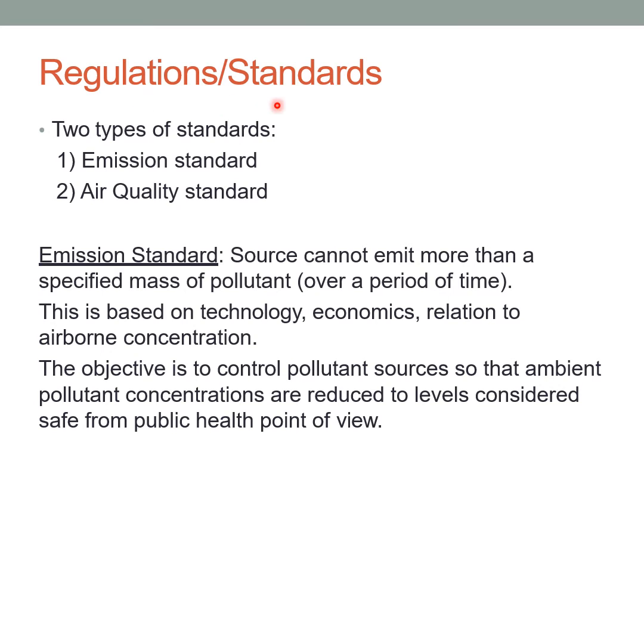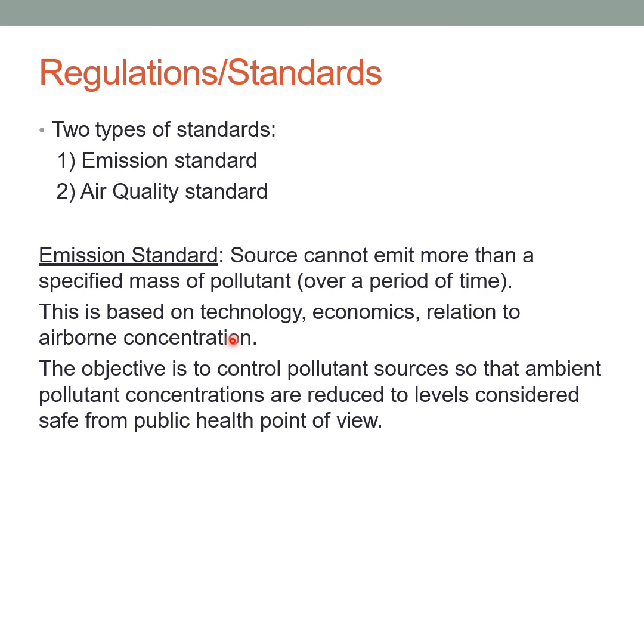Regulations or standards. There are two types of standards: emission standard and air quality standard. These standards are used to control the air quality. Emission standards: a source cannot emit more than a specified mass of pollutant over a period of time. This is based on technology, economics, and relation to airborne concentration. That means these standards will vary from country to country, depending on technology, economics, and relation to airborne concentration.